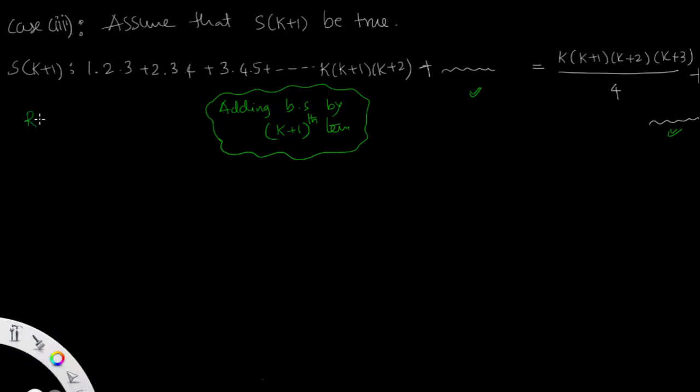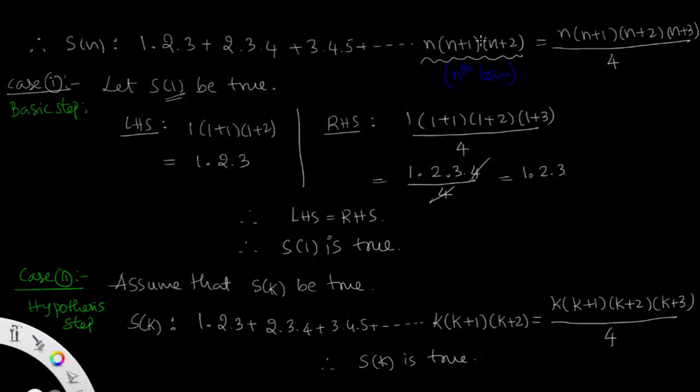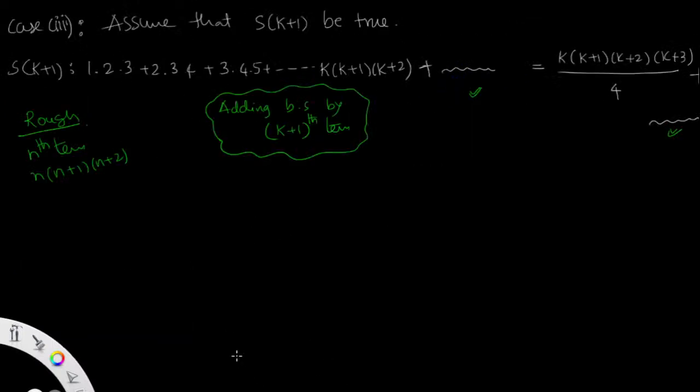Now take the rough part. What is the k plus 1 th term in the series? That is why first we write down the nth term. The nth term we have is n into n plus 1 into n plus 2. So in the place of n, we have to write k plus 1, k plus 1 plus 1, which is k plus 2, k plus 1 plus 2, which is k plus 3.